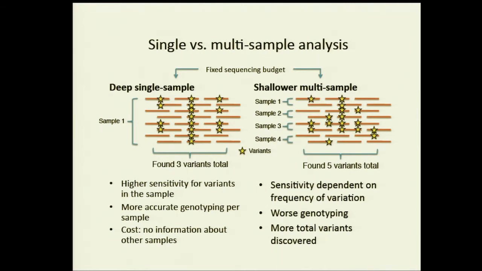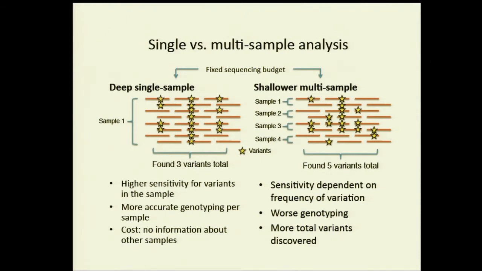One thing you notice here is that on the deep single sample project type, you have a good chance of finding the variants, the true mutations. But you only find the mutations for that particular sample. If you're interested in a disease study, for example, you might want to use lots of cases and controls together. Here, you might miss a particular variant on a sample.